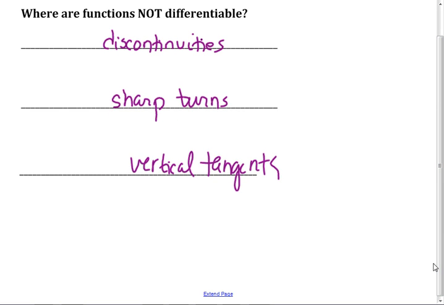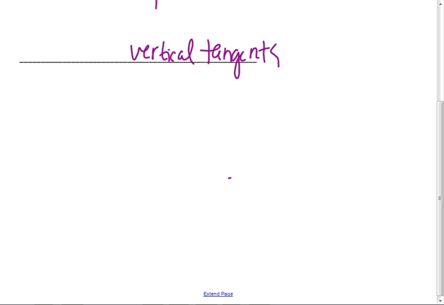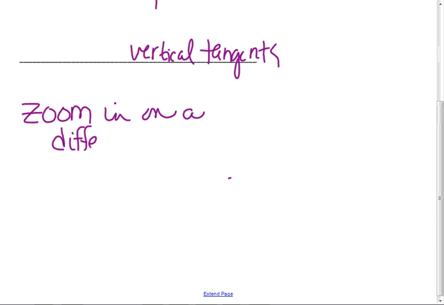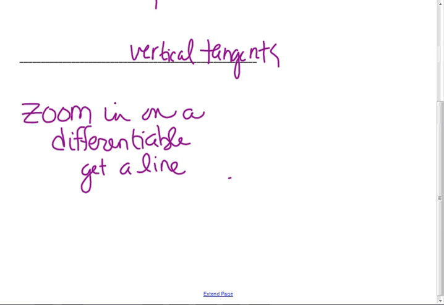Hey, you guys, how do you know if a function's differentiable? What if you zoom in on a differentiable function? What's it look like? Straight line. You get a line. Have you done the zooming in on the absolute value? We did it last year. I don't think I did it this year.